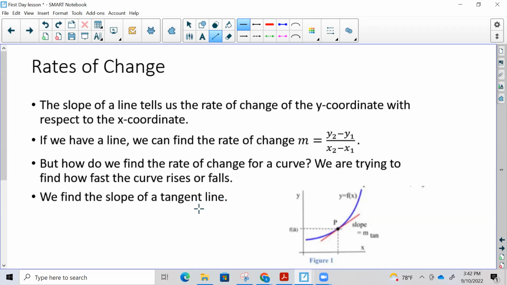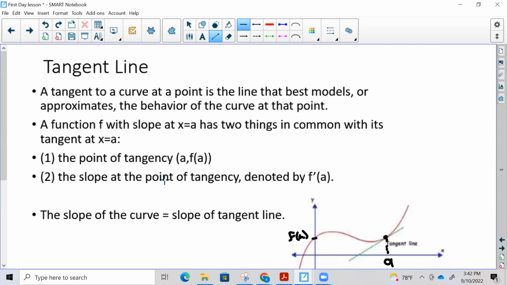The basic idea is we use something called a tangent line, and we find the slope of that tangent line. This red line is called a tangent line, and the blue is my curve f of x. The point of the tangent line is that it shares the same point as where we're trying to find the rate of change, but it also shares the same slope. This line models the slope of this curve at that point. A tangent line to a curve at a point is the line that best models or approximates the behavior of the curve at that point.